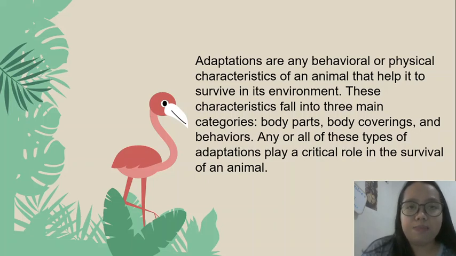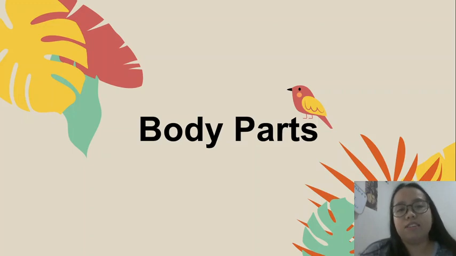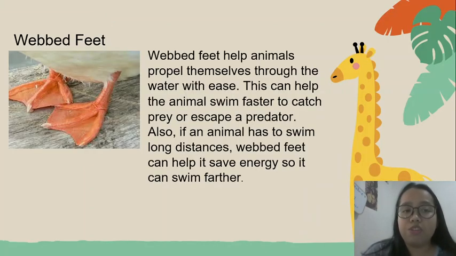So animal adaptation helps the animal to survive in their environment and to get some food. Okay, so now this is the body part. So here are some body parts of the animal. So first we have the webbed feet.